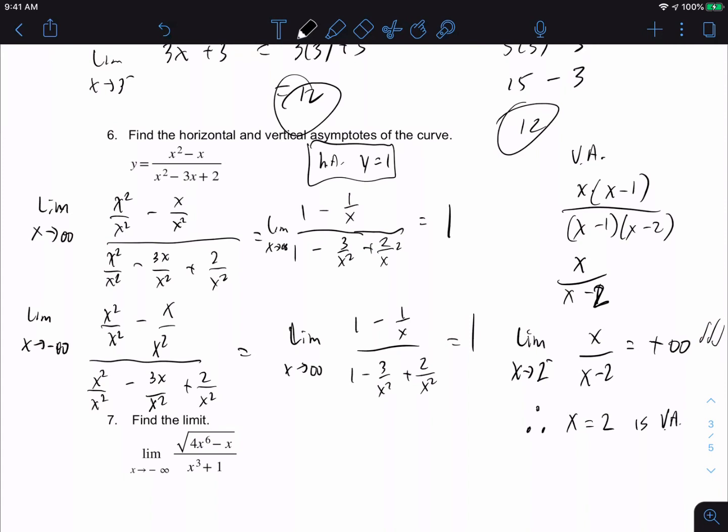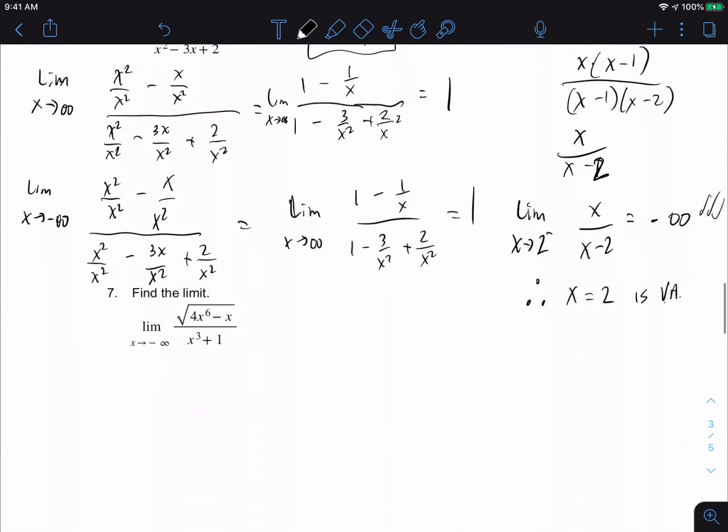Ooh, positive infinity. It should be negative infinity. Dang me. Should be negative infinity. Does everyone see why it's negative infinity? Yes? Yes. Okay, cool. All right. It's going to be negative.